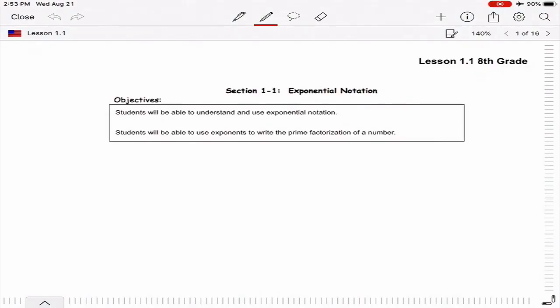So in today's lesson, students will be able to understand and use exponential notation. So exponential, right? Just think of exponent. An exponent, just in case you forgot, is like that small number on the top right-hand corner. Like y to the third power, the 3 is an exponent.